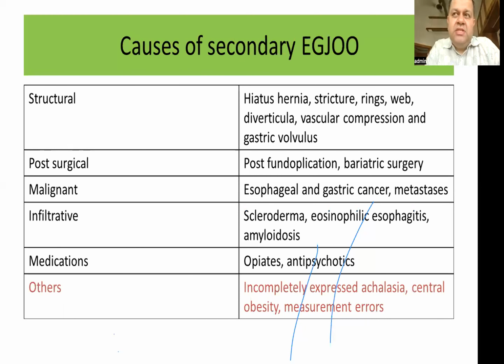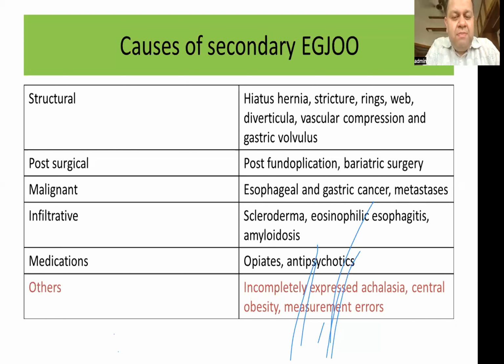So the secondary causes of EGJ outflow obstruction are multiple. They could be structural causes like hiatal hernia, stricture, rings, webs, diverticula, vascular compression, and gastric volvulus. Sometimes they could be post-surgical cases like post-fundoplication and post-bariatric surgery. Malignant disorders, mainly the EGJ, that is the gastroesophageal junction malignancies, and metastatic tumors can present with secondary EGJ outflow obstruction. Infiltrative disorders like scleroderma, eosinophilic esophagitis, and amyloidosis can also present with EGJ outflow obstruction.